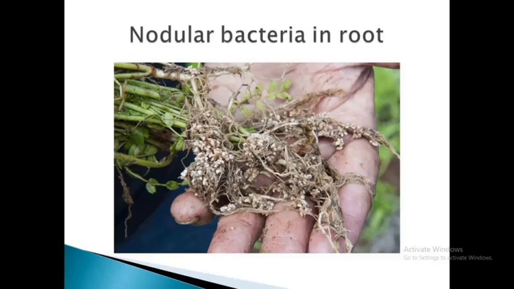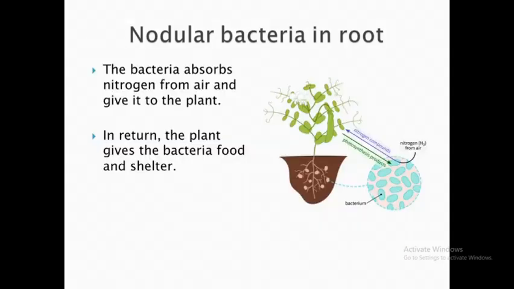The nodule bacteria take the nitrogen from air and give it to the plant, so the plant can make protein. And in return, the plant gives the nodule bacteria food and lets them live in its roots. So the plant gives the nodule bacteria shelter and food, as we see in this figure. So they benefit from each other. And this is in legumes only.